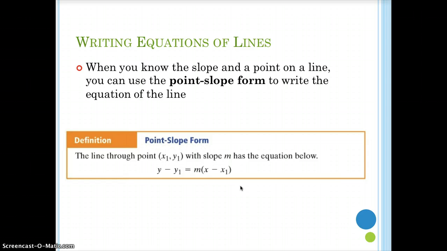Similarly, when we have point slope form, as you see in front of you, we'll plug in values for y1, m, and x1, but never for x and y here and here for our final answer.